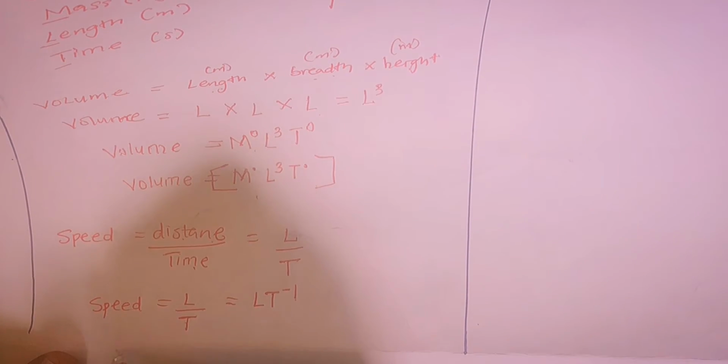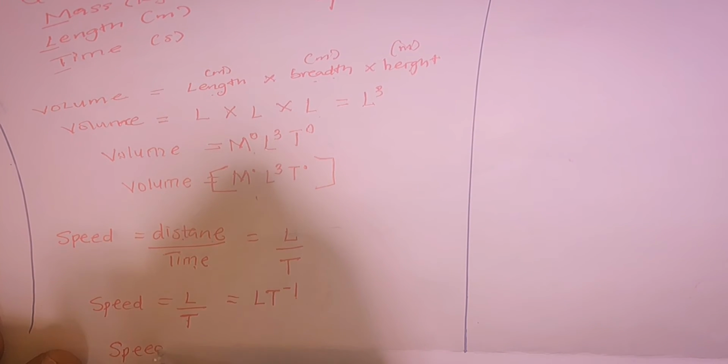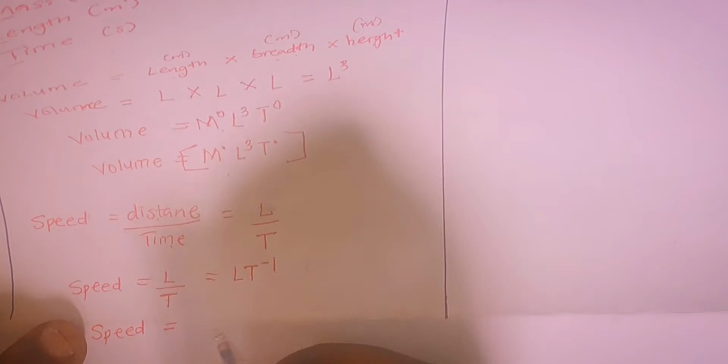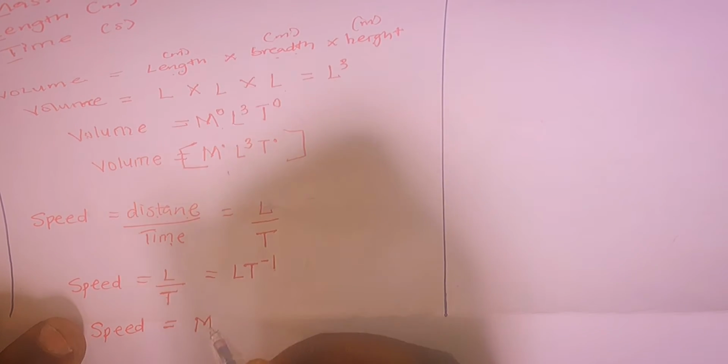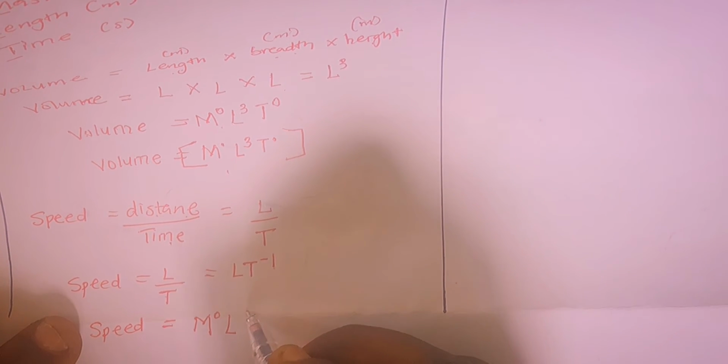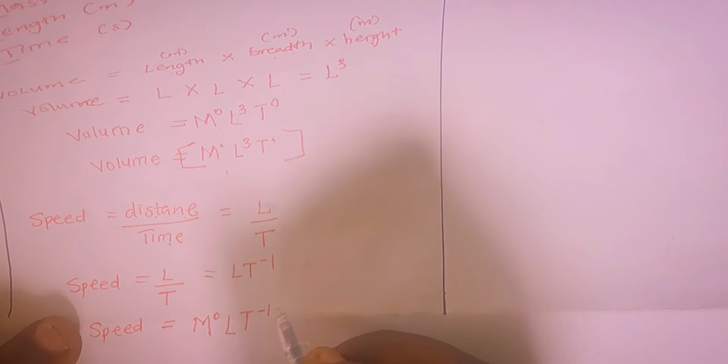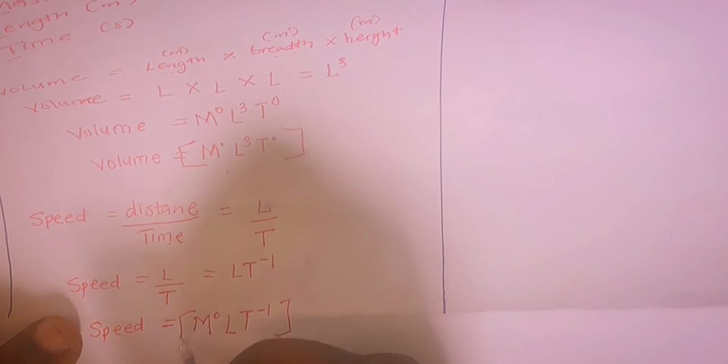Then the dimensional equation for speed will be M, because we don't have mass, you simply write M^0. What of L? We have L. Don't put 1 here. If you don't put anything here, it simply indicates that this L is 1, right? Then you simply write T^-1. So this is the dimensional equation for speed.